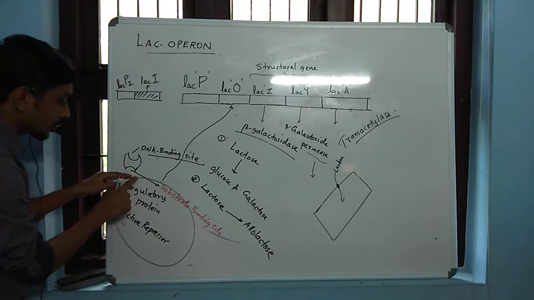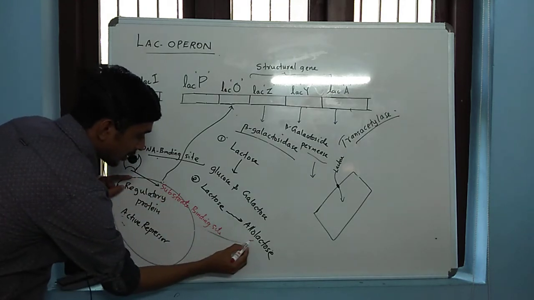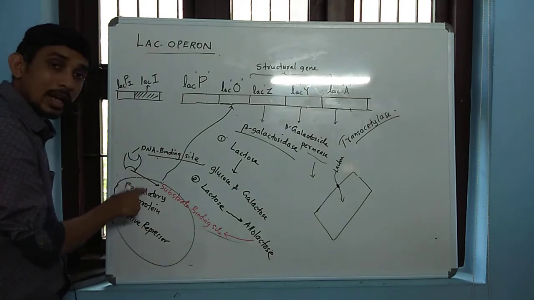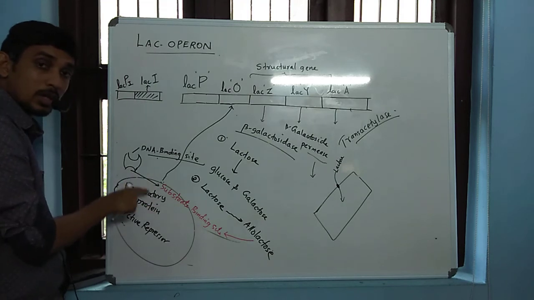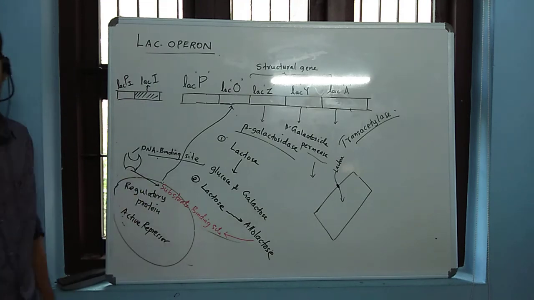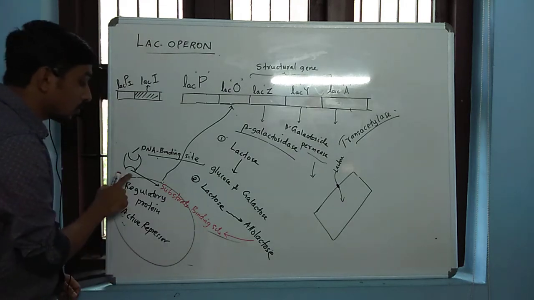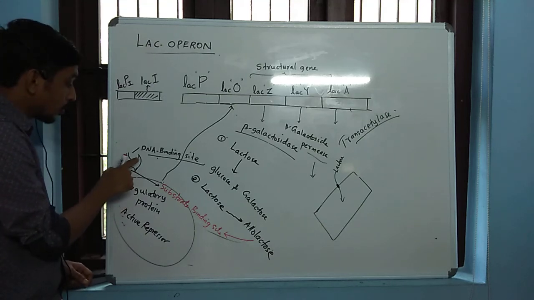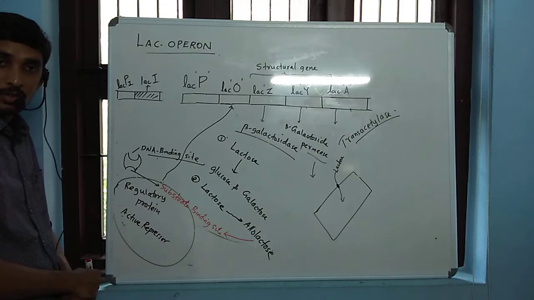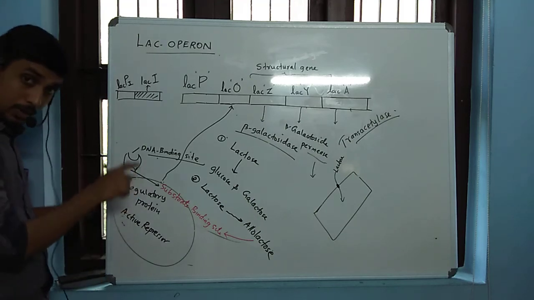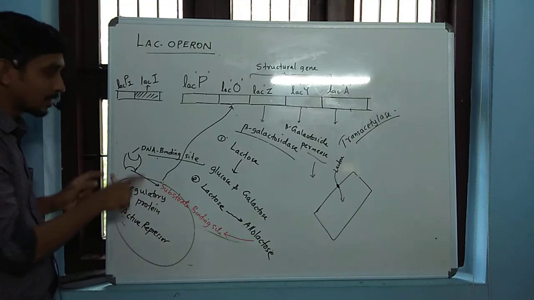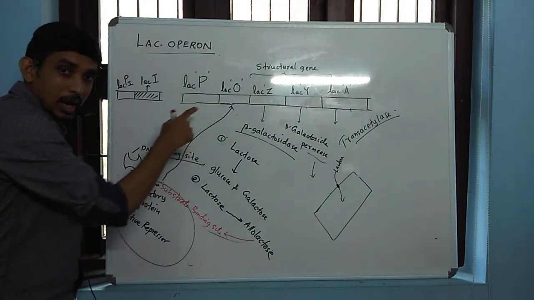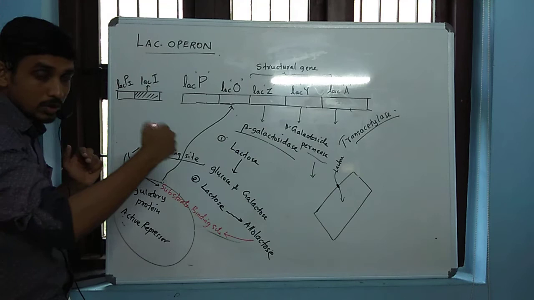Here the substrate is allolactose. So here allolactose acts as the substrate of this repressor. When allolactose binds on the substrate binding site, it results in the modification of the DNA binding site. If the DNA binding site is modified, then the repressor protein cannot bind on the operator. At that instant, the lac operon starts to work.